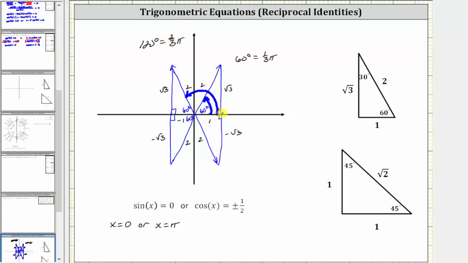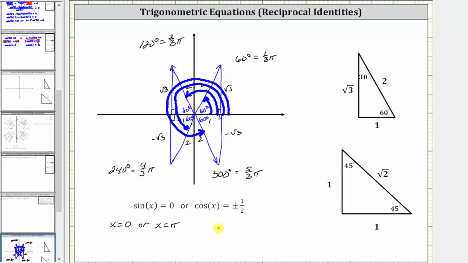And then we have the angle in the third quadrant, which is this angle here, which is 180 degrees plus 60 degrees, which is 240 degrees. 240 degrees is equal to 4/3 pi radians. And then finally we have the angle in the fourth quadrant, which is this angle here, which is 360 degrees minus 60 degrees, which is 300 degrees. 300 degrees is equal to 5/3 pi radians. So we have a total of 6 solutions over the given interval.